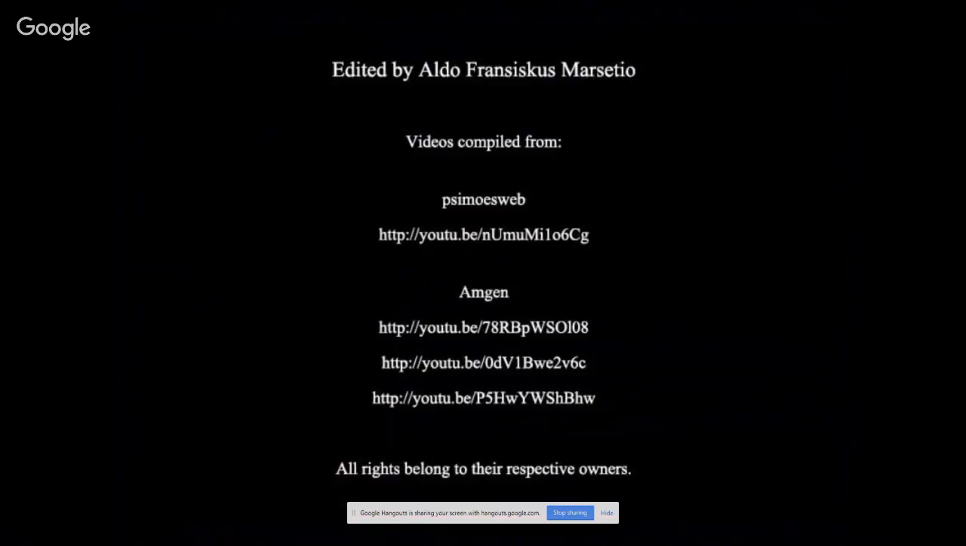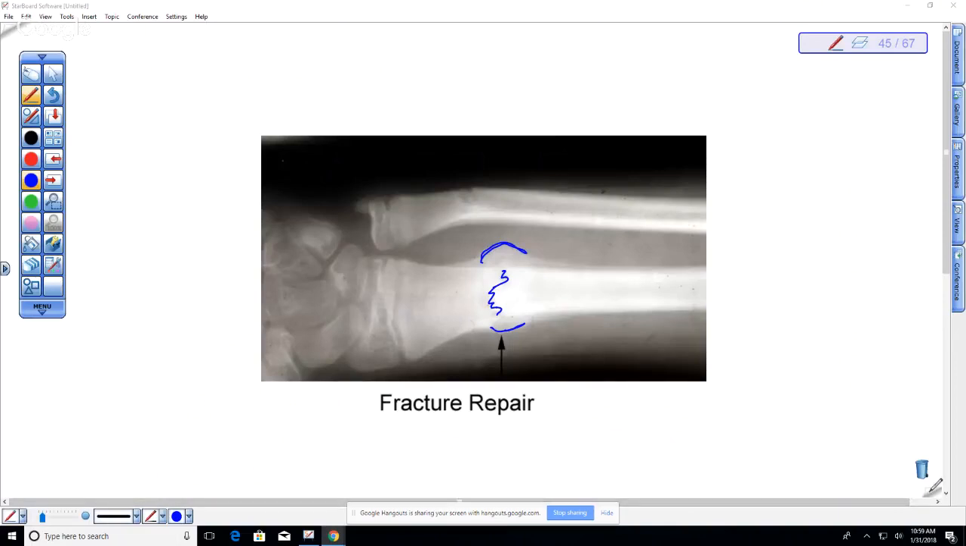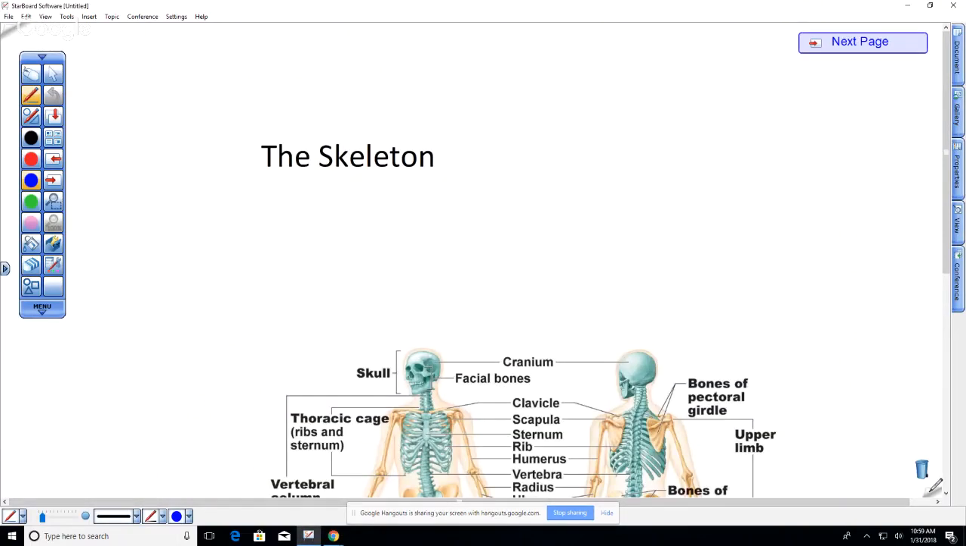So has anybody ever had a bone fracture where they could actually feel the callus? So you could actually touch the bone and feel it. Supposedly you are able to. Okay.